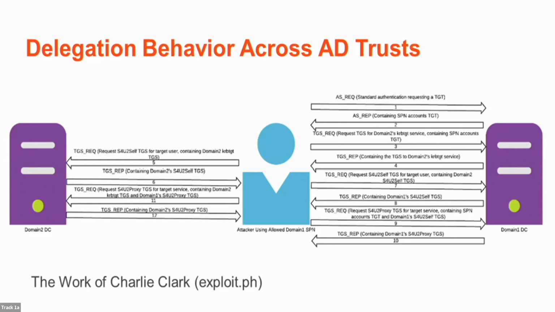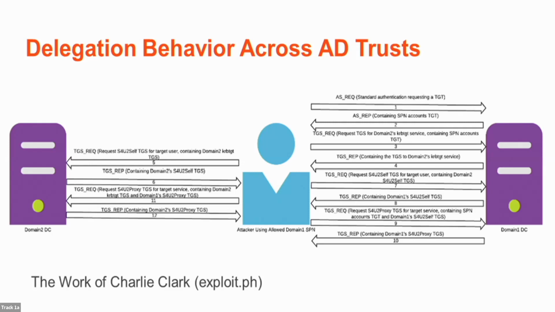Back in 2020, Charlie Clark of exploit.ph was doing some really interesting research around what happens with delegation whenever you're going across trusts. And for this specific talk, I'm talking about parent-child trust. We're not talking about external trusts. We're not talking about forest trust, just parent-child trust.